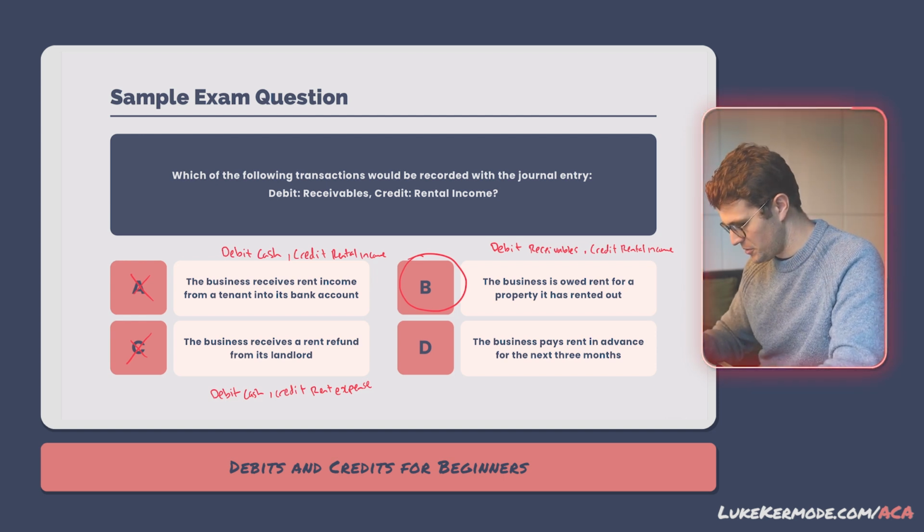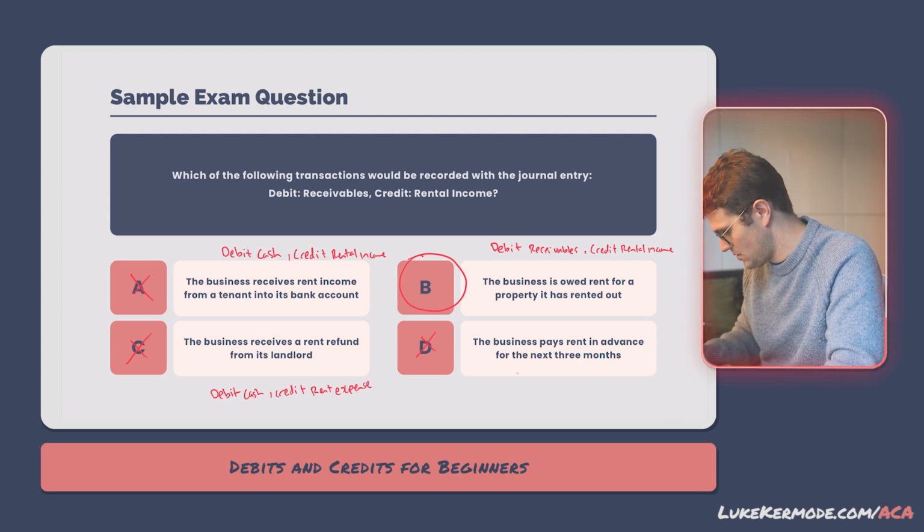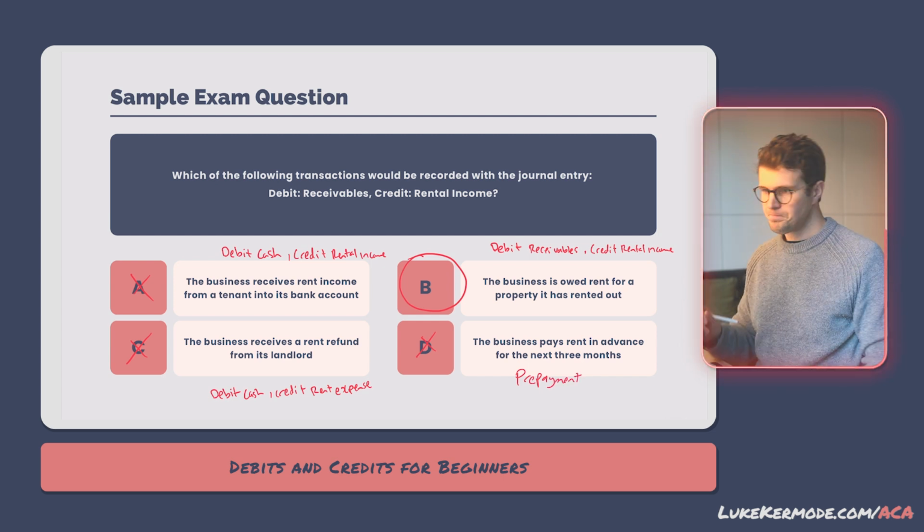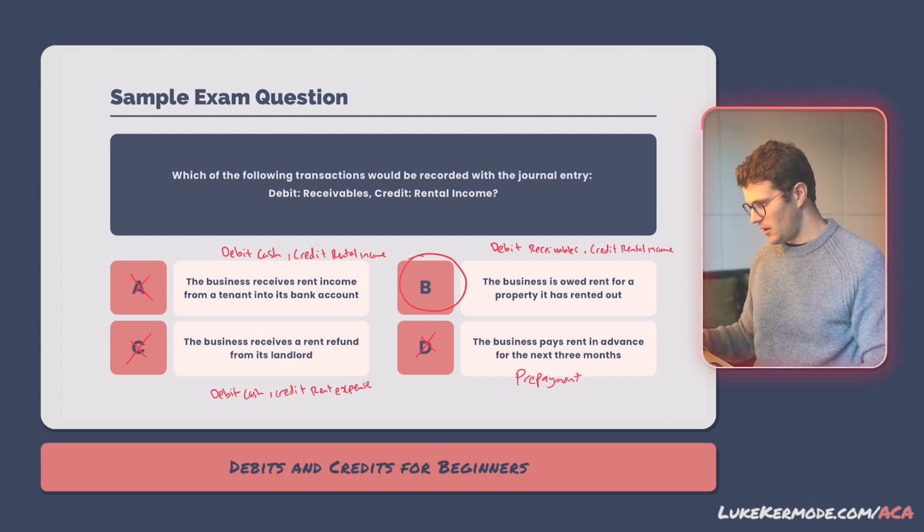And then option D is also incorrect because this is relating to a prepayment. So that's not relevant. Cool, so that's the answer to that question.